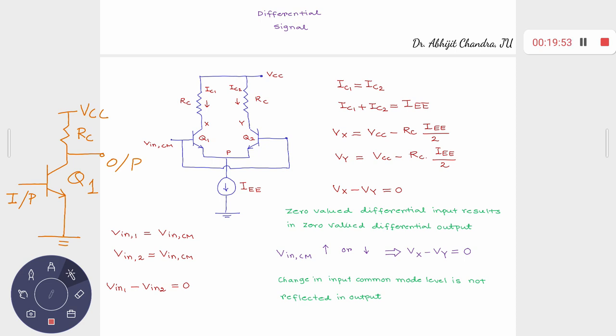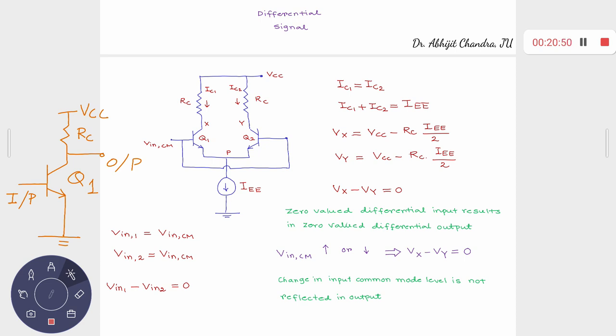Apart from that, what else do I have? Can you identify this one? This I double E. What is that element? Any idea? Current source. A constant current source, with a value equal to IEE. Why E? Because this is connected to the emitter side, and since it's a part of a differential amplifier, as I've already told you, whenever it is differential, that is a pair. So not a single E, rather a double E, IEE.